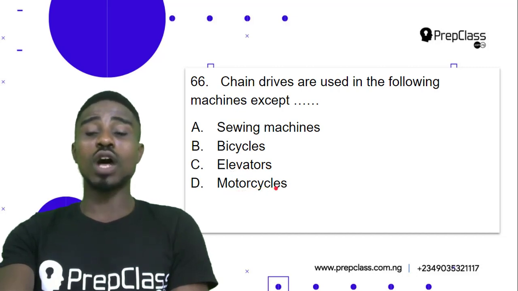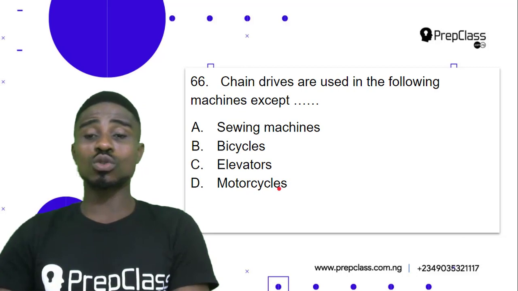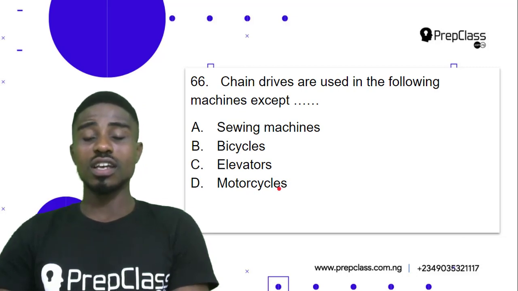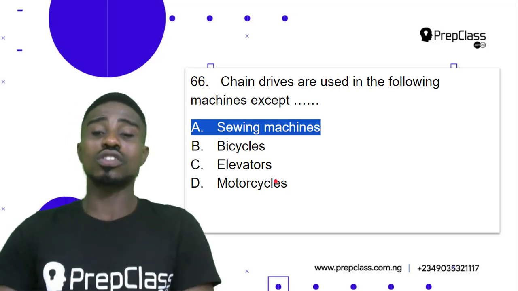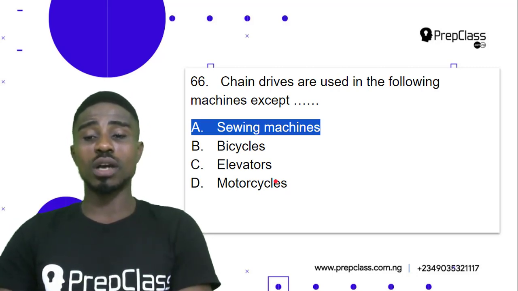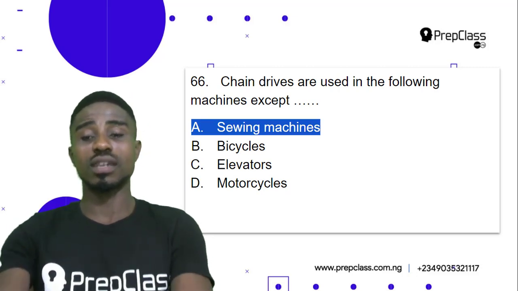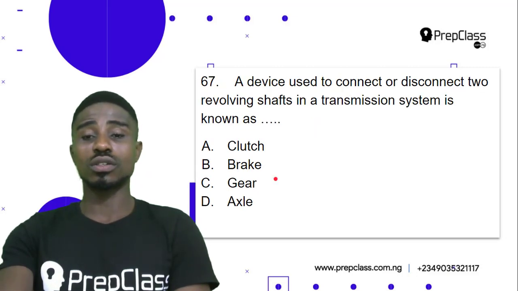A motorcycle as well makes use of a chain drive. We know a motorcycle to have a chain, so it makes use of a chain drive. So our correct answer to question 66 is option A, sewing machines. Question 66, option A, sewing machines, is our correct answer. Let's look at the next question.